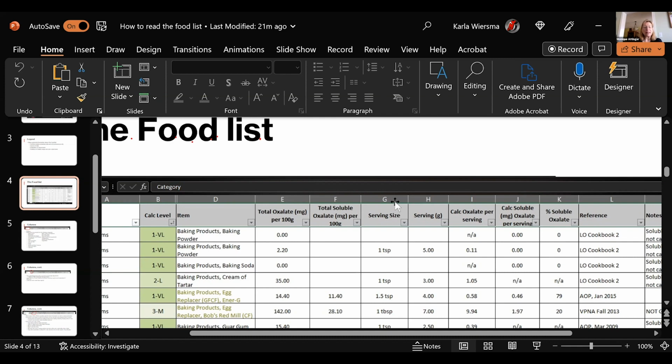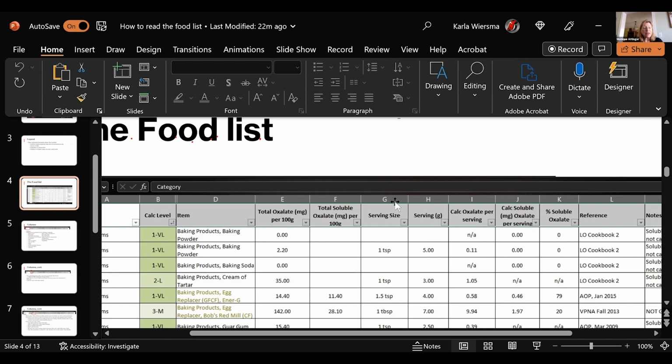Notice the total oxalate per 100 grams. It's 142. That doesn't look low if you're looking at oxalate per 100 grams. You would never use 100 grams of egg replacer in any recipe unless you were making a batch for 1,000 people. So you really have to tie that directly to calc oxalate per serving. That is the amount of oxalate per serving as we've indicated in column H.